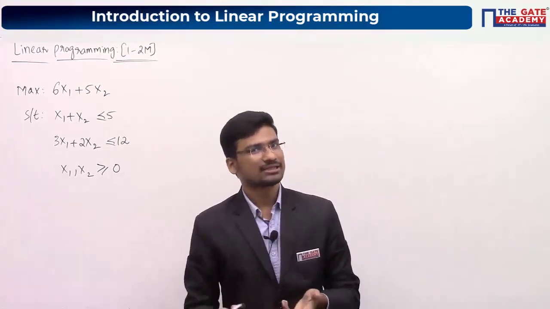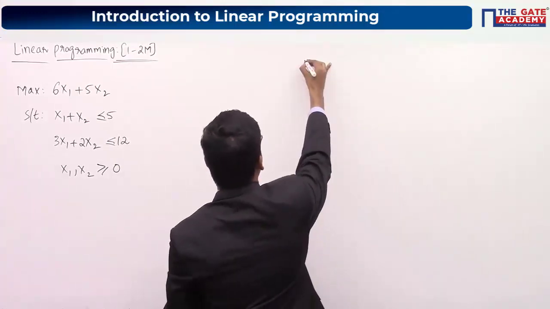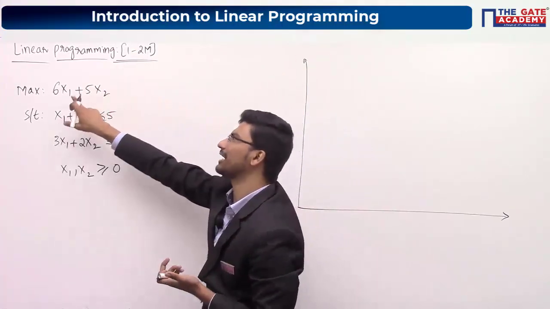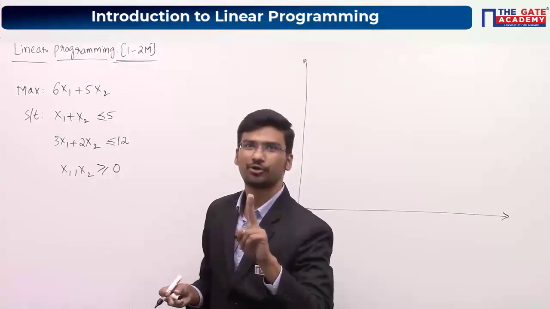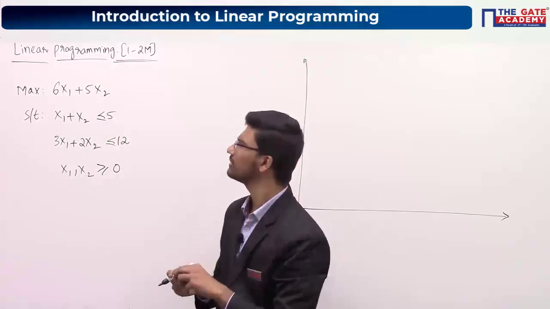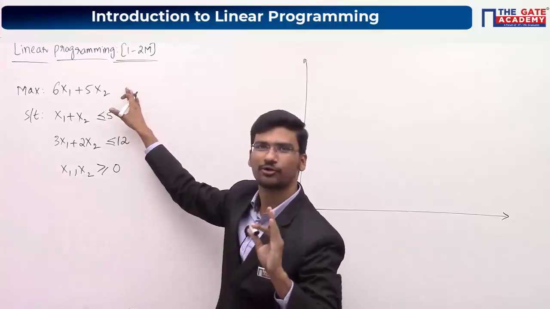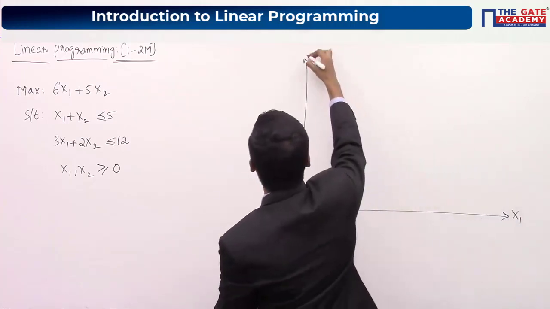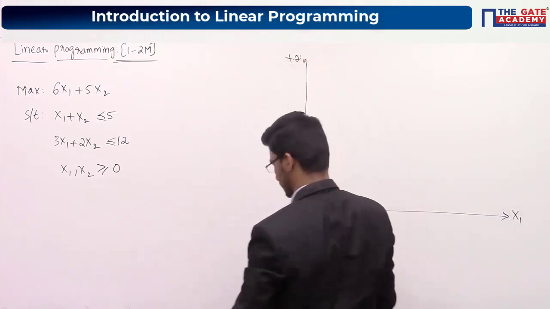Now you have to solve this problem using the graphical method. Graphical method means we have to use a graph to solve this question. If you observe the objective function, how many variables do we have? Two variables. Like in the previous question we had two variables, number of chairs and number of tables. Similarly here also we have two variables. So let us take the x1 variable on the x-axis and the x2 variable on the y-axis.